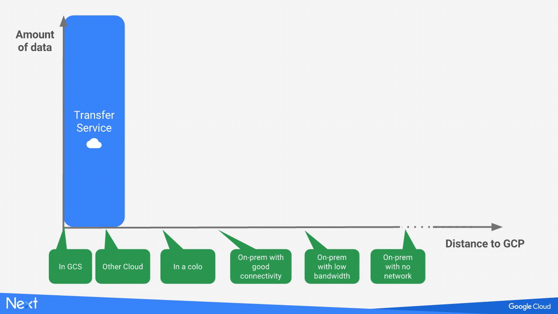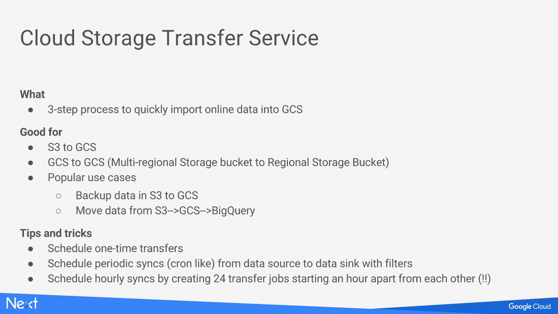and we have a tool called transfer service for that. What is transfer service? Cloud Storage Transfer Service is essentially a 3-step process to quickly import online data into GCS, right? It's really good for moving data from S3 to GCS. It also handles GCS to GCS transfers: if you have data in one region, you can move it to another region. Or if you earlier selected a multi-regional bucket and realize that it's better for the data to be in a regional bucket, you can use transfer service to do a migration. Very popular use cases, right?